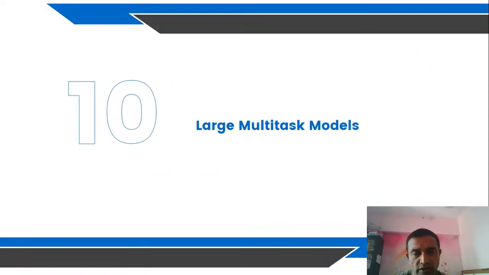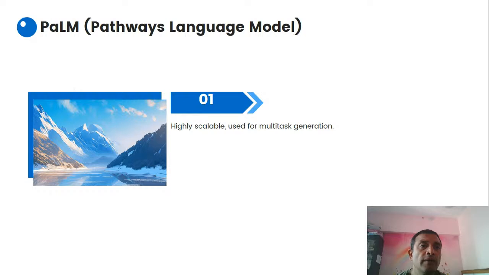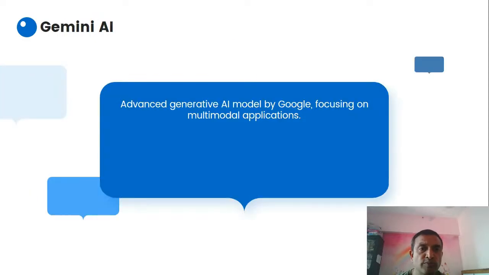Large multitask models, so you have already used these models, combining text and image inputs, right? GPT-4, you can use text and image input and perform some task, right? So GPT-4 is supporting that, right? Now PaLM, right? Pathways Language Model, highly scalable and used for multitask generation. So for multitask generation, these are advanced models here.